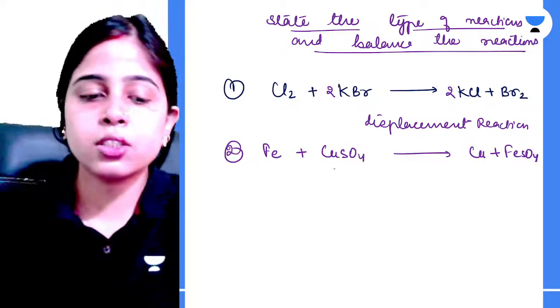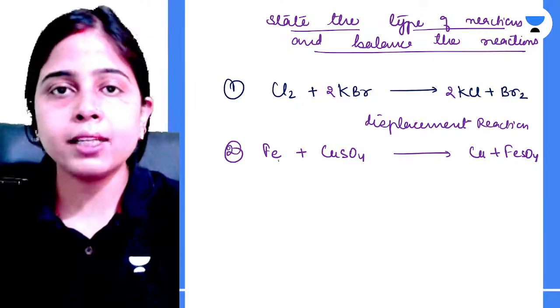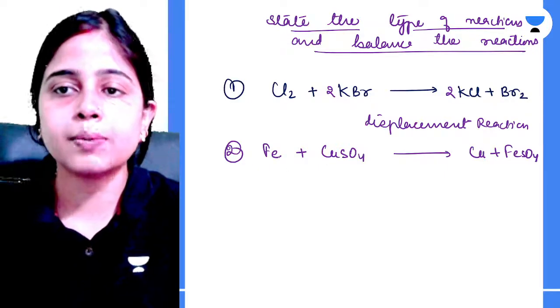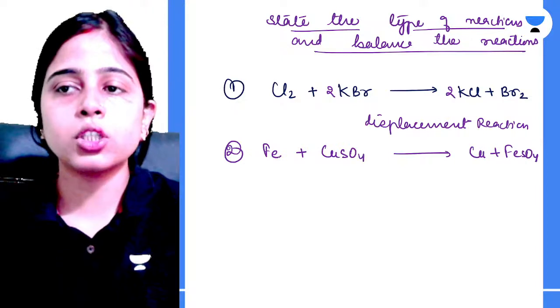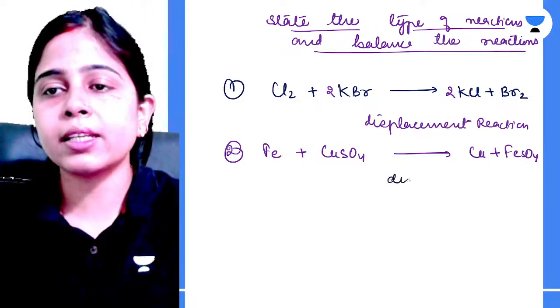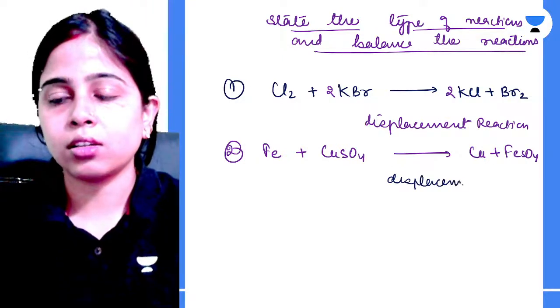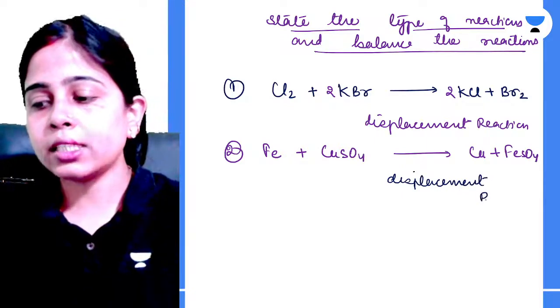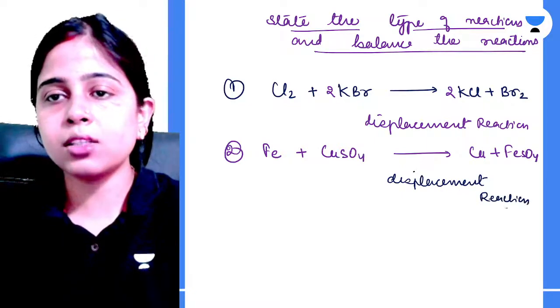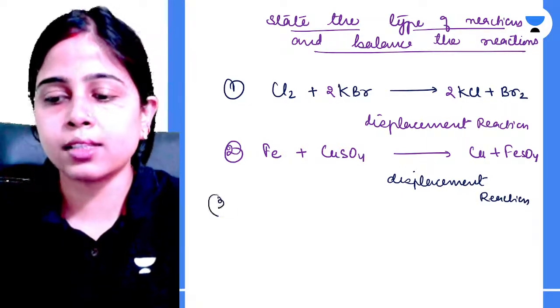What is this reaction? So you can see over here, iron being more reactive than copper, displacing it from its salt solution. So this is again a displacement reaction. So let's balance it if it is not balanced. So it's already balanced, no need to balance it.